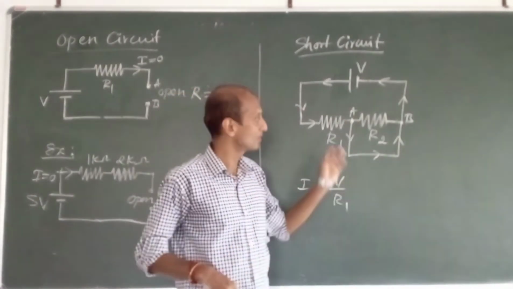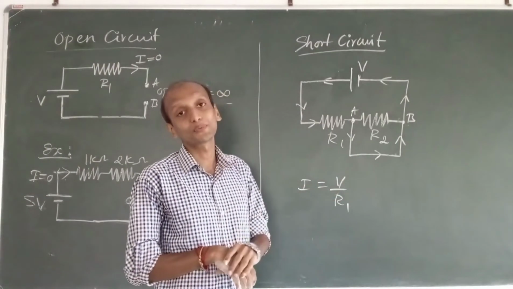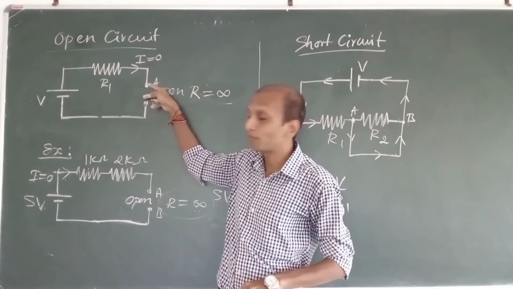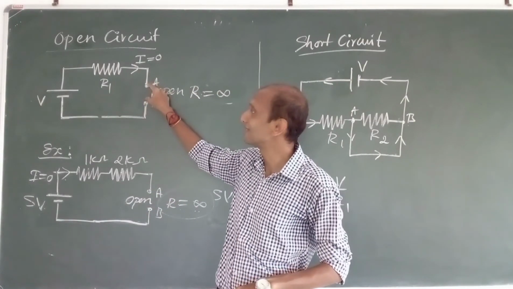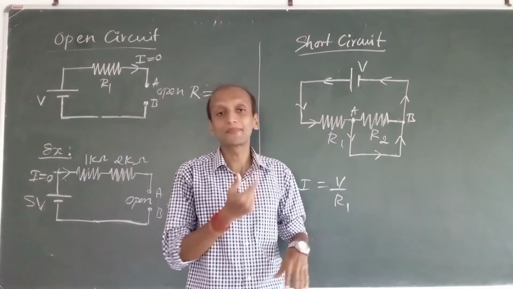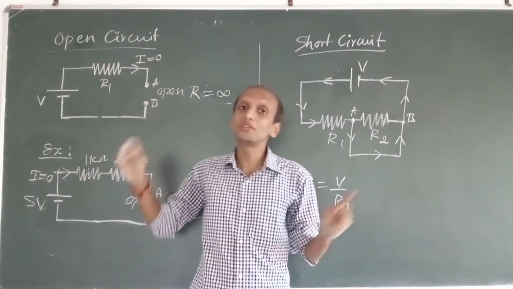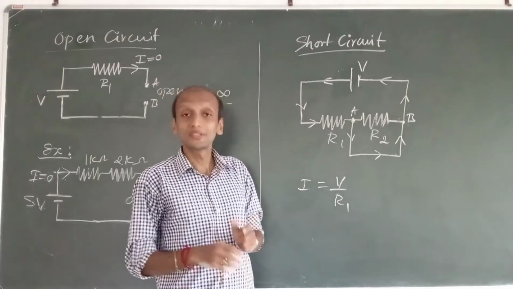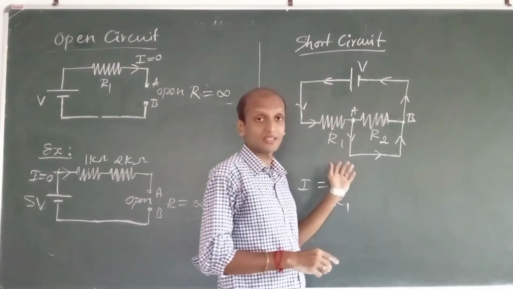There is some continuity from one point to another point, and it is called a short circuit. Here, open circuit is discontinuity. Short circuit is what? It is a continuity. So opposite to open circuit, we have a thing called a short circuit. So what happens here in the short circuit?